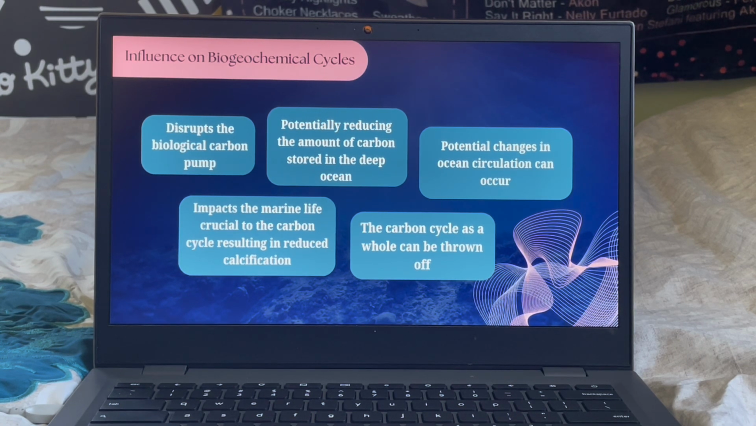Ocean circulation systems can be disrupted because of the changes in the water's density, temperature, and salinity. The decreasing number of calcifying organisms like phytoplankton, crucial to the carbon cycle, can impact things outside and inside the ocean. The carbon and other chemical cycles can be thrown off as a whole as well.